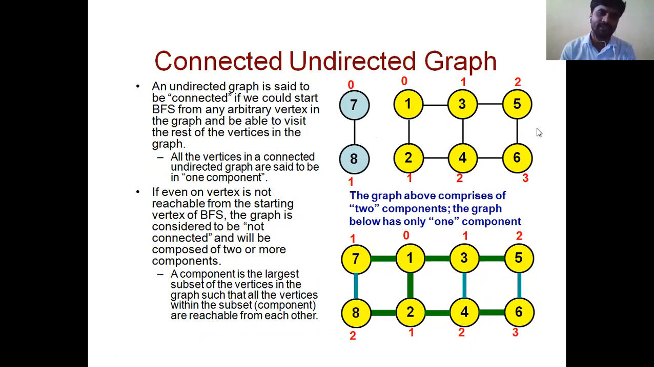So the graph above comprises two components. The graph below has only one component. See, here is the one component, and here are the two components. So a component is the largest subset of the vertices in the graph such that all the vertices within the subset are reachable from each other.